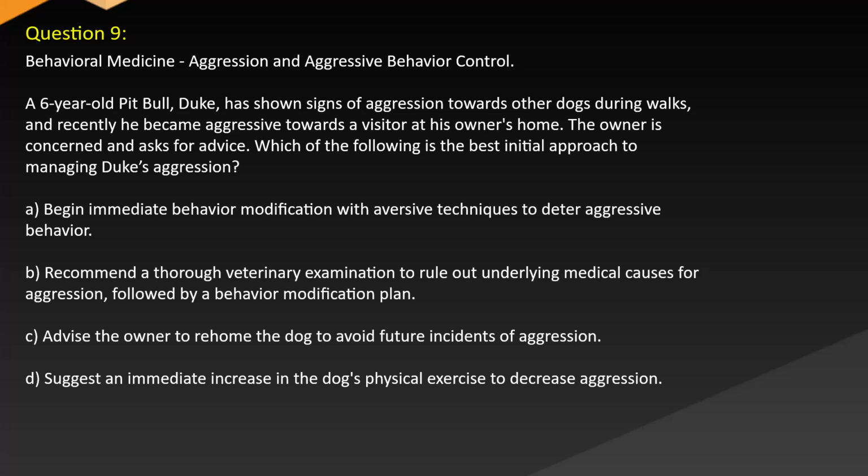A 6-year-old pit bull, Duke, has shown signs of aggression towards other dogs during walks, and recently he became aggressive towards a visitor at his owner's home. The owner is concerned and asks for advice. Which of the following is the best initial approach to managing Duke's aggression? A. Begin immediate behavior modification with aversive techniques to deter aggressive behavior.